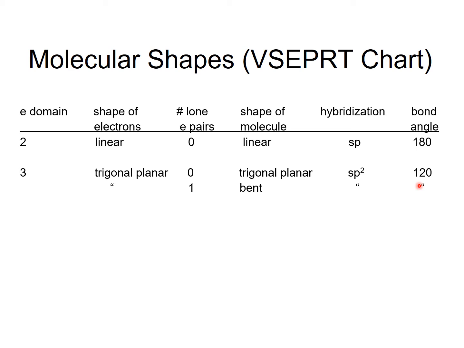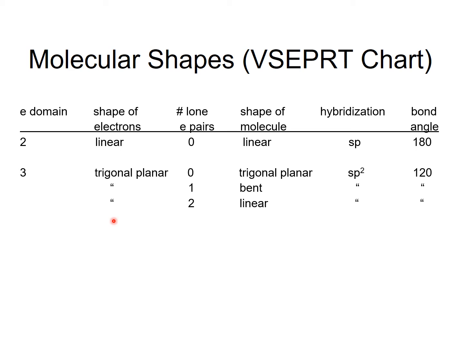It might be a little bit different. Electrons tend to occupy a little bit more space than an actual atom bond, so the position of the lone pair is going to occupy slightly more space, and the bond angle is going to be a little bit distorted, but essentially it's going to be 120 degrees.